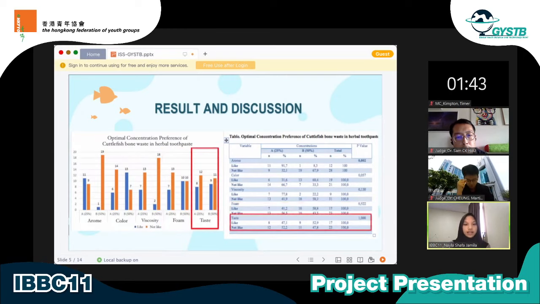And the last is the taste of herbal toothpaste. Most of the participants prefer concentration B of cuttlefish bone, as many as 9 people. And the chi-square test analysis at the 95% confidence level shows that statistically there is no significant difference between the taste preference of herbal toothpaste that has concentration A and B, with a p-value of 1.000.